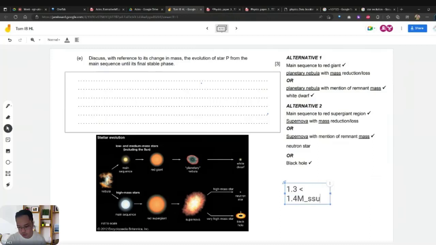So, the star will become an equilibrium white dwarf. It will not explode. Okay, its final ending is a white dwarf.